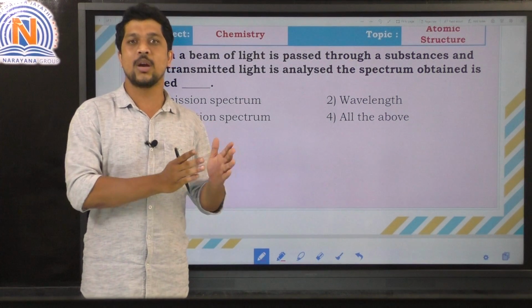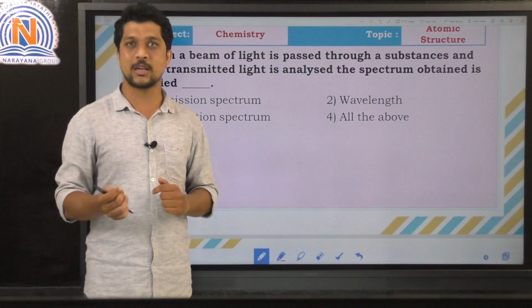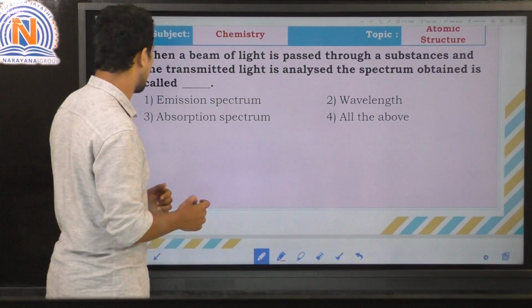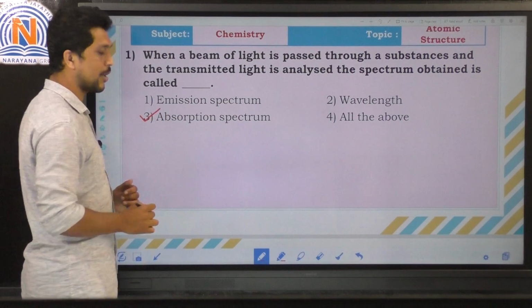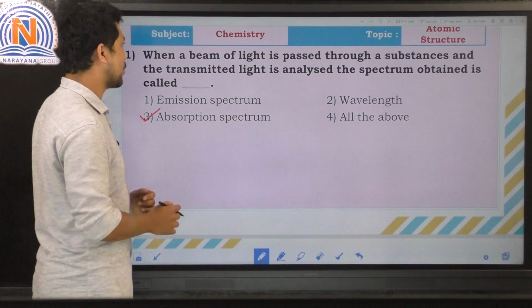That light we are analyzing by a spectrum, so that spectrum is called absorption spectrum. So the correct answer is the first option, the third option. Let's move on to the next question.